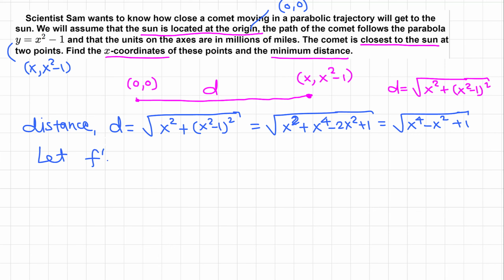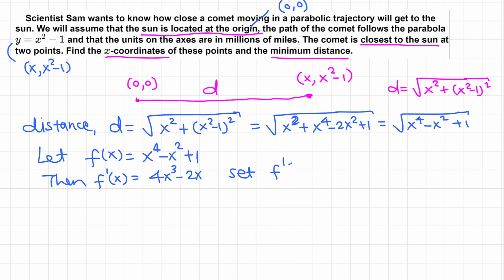This is given in the square root. To minimize, we can take a function without the square root so that it becomes easier to work with. So I'm going to take the inside as the function. If this function is minimum, then the square root would be minimum as well. And to find max or min, we always find the critical numbers. That means find the derivative, which is 4x cubed minus 2x. Now we set the derivative to 0. That is 4x cubed minus 2x equals 0. From this we can factor 2x out: 2x times 2x squared minus 1 equals 0.